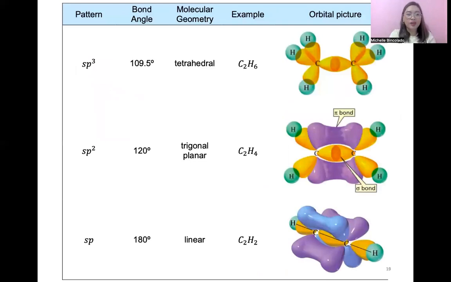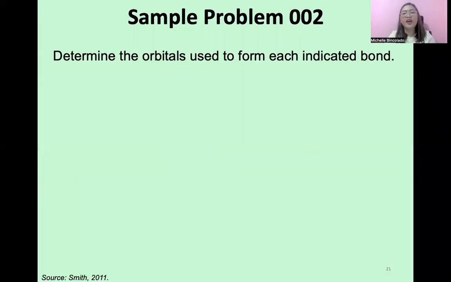Ito, guys, yung nasa manual ninyo, show ko lang sa inyo. So you have there the summary. Doon, hindi nyo na kailangan matakot na mag-drawing pa habang nanonood kasi you also have the same images in your review manual. Okay, here's our second sample problem.